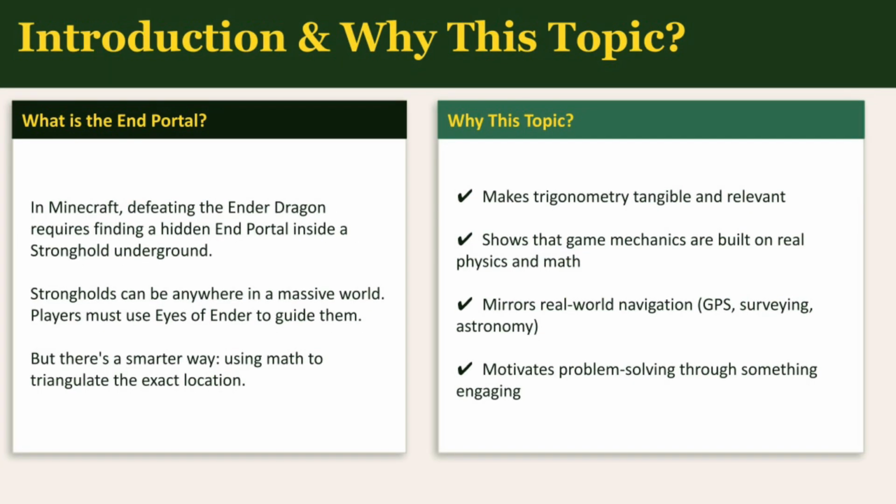In Minecraft, defeating the Ender Dragon requires finding a hidden end portal inside a stronghold underground. Strongholds can be anywhere in the massive world. Players must use items called Eyes of Ender to guide them. However, they're really hard to find, and it's a complicated resource. You have to use it smartly. But math and using triangulation helps avoid wasting those Eyes of Ender, so by the time you get to the end portal, you have enough to open the portal.